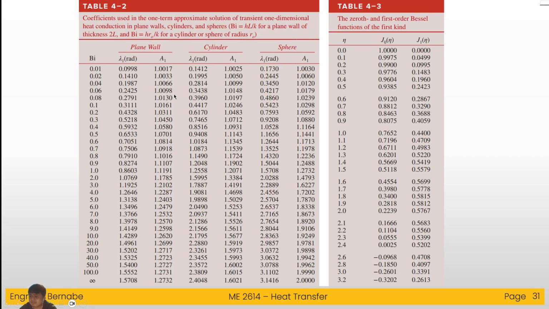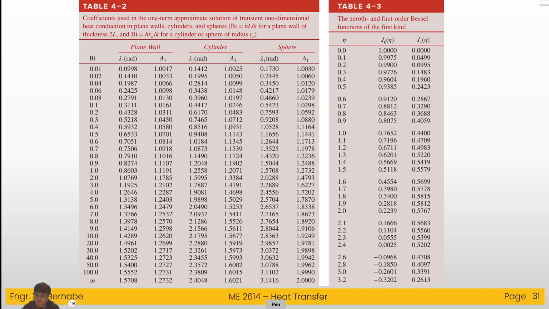So you have a table for finding the first eigenvalue and the first coefficient given a Biot number. For example, you've solved the Biot number, and if the problem is a plane wall, you can have these values for your eigenvalue, and for your A, you can substitute the values in the formula. For cylinders, for example, you have this, and for spheres, you have this.